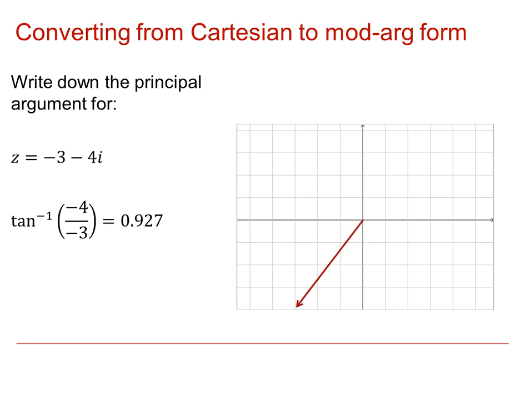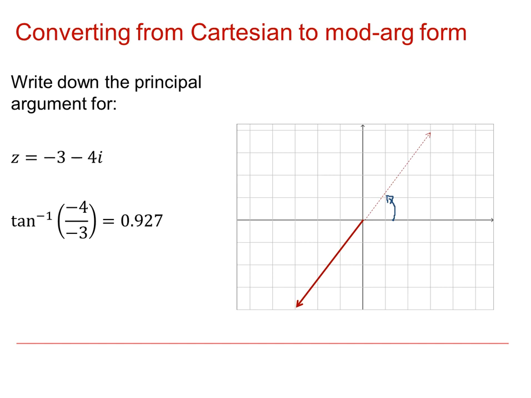If we look at this one, however, we get a slightly different result, because this time tan to the minus 1 of negative 4 over negative 3 is 0.927. So that's y, tan to the minus 1 of y over x. So what it's actually calculated is this angle here.